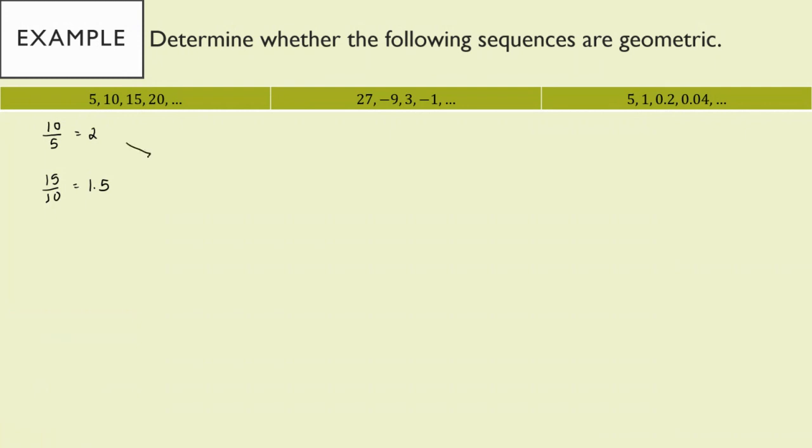Because these are not the same, these are not geometric. And in fact, this particular sequence is an arithmetic sequence because you're adding 5 every time. You can see that just by looking at it, that, oh, I'm just adding 5, so it's not going to be geometric. But you can verify that by checking the ratios. So this is, in fact, arithmetic.